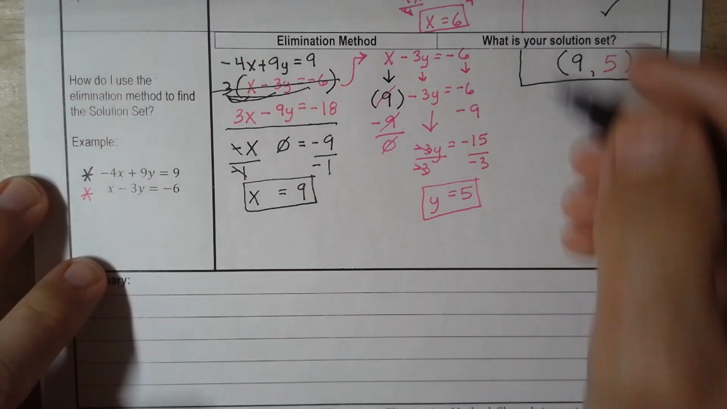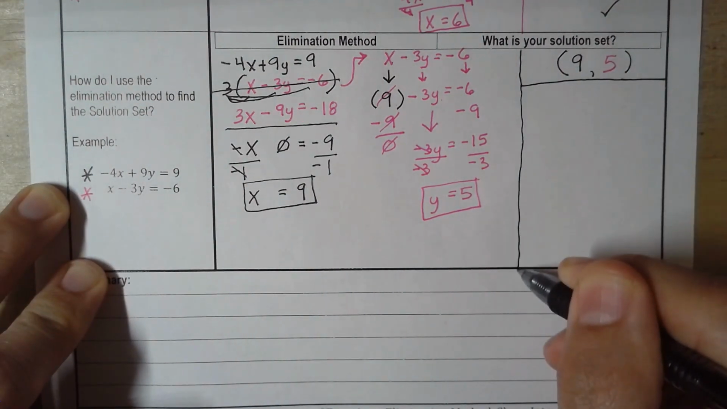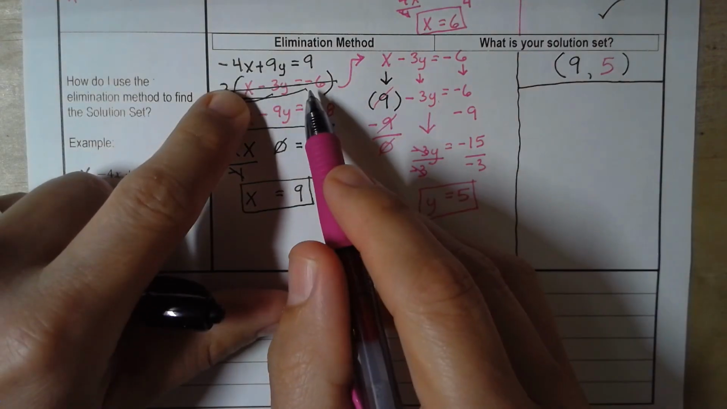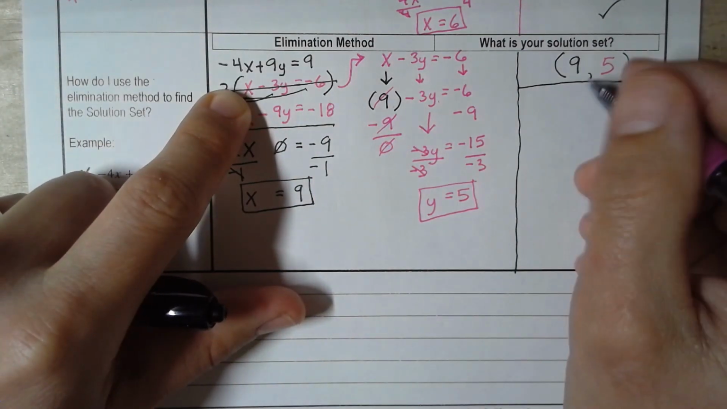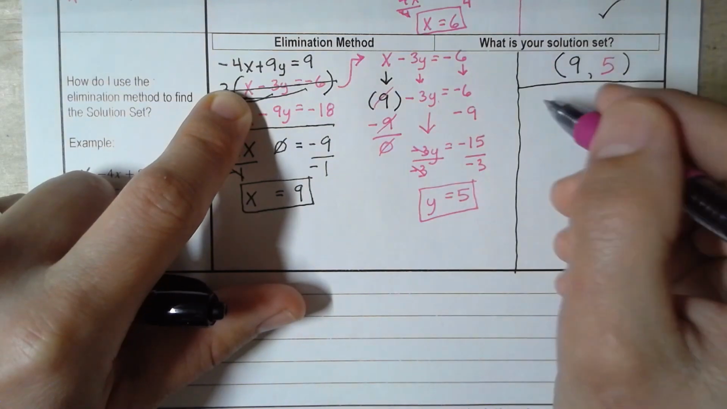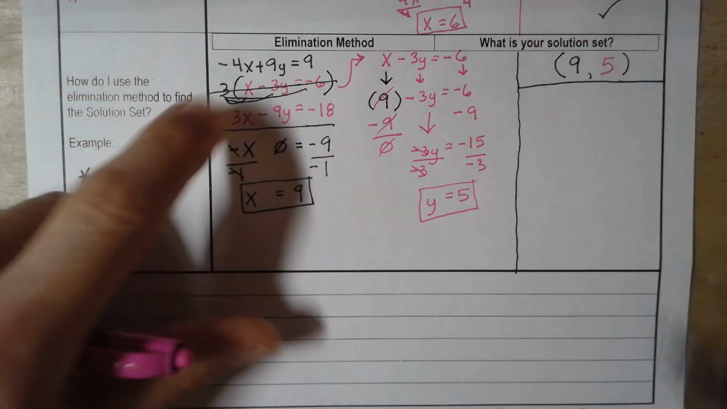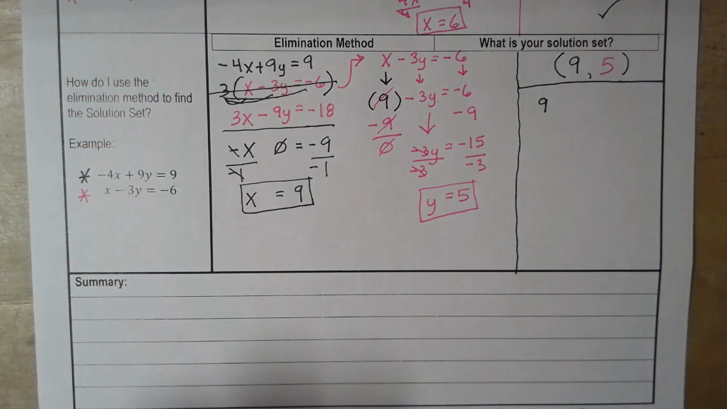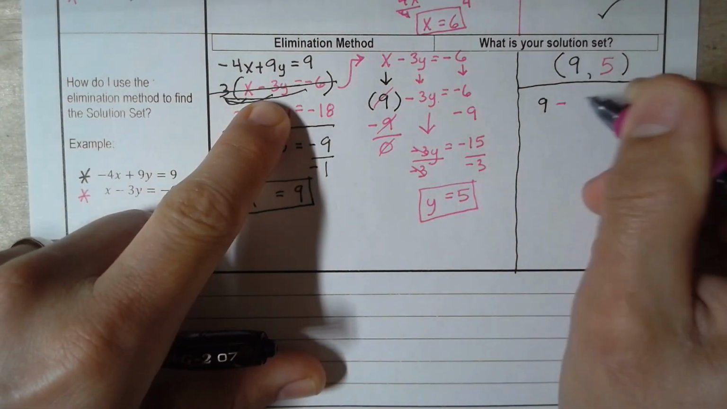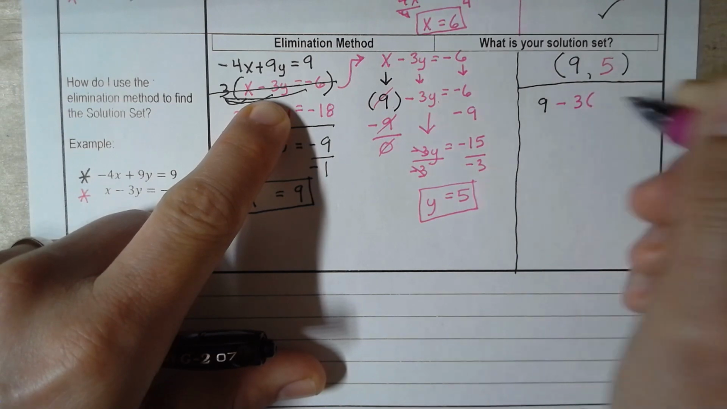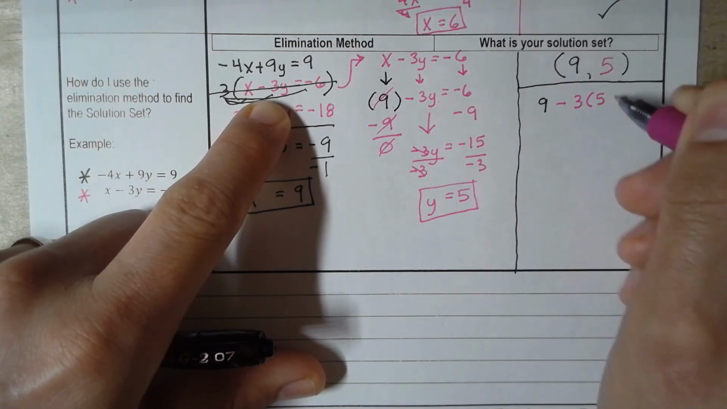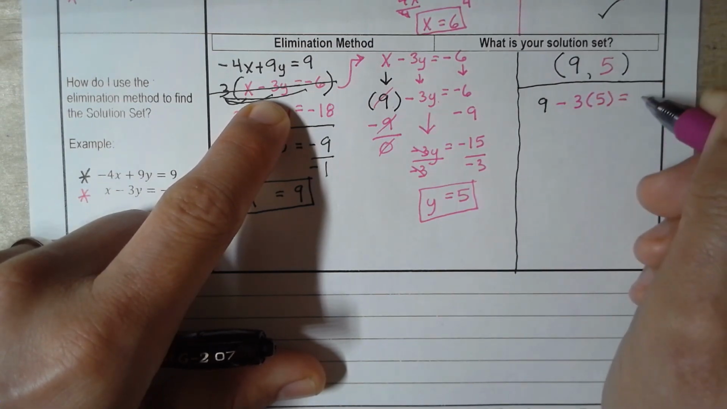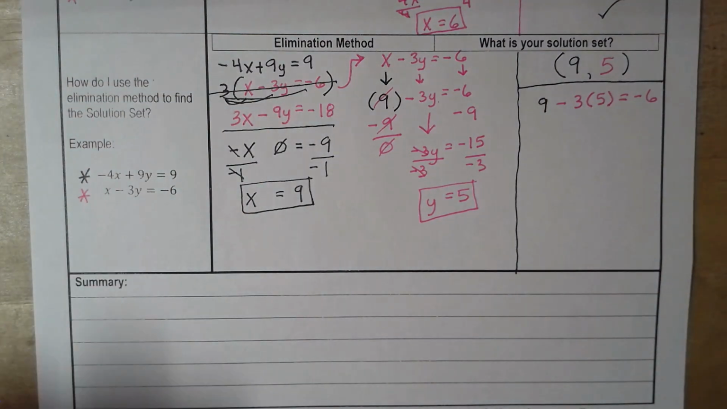So now I want to check it. So let's go ahead and check this real quick. I'm going to pick this easy equation to check it because it's very simple. So instead of x, right, we have a 9. So I'm going to say 9, and then we have minus 3 times our y value, which the y is 5, equals -6. And let's see if this makes sense.